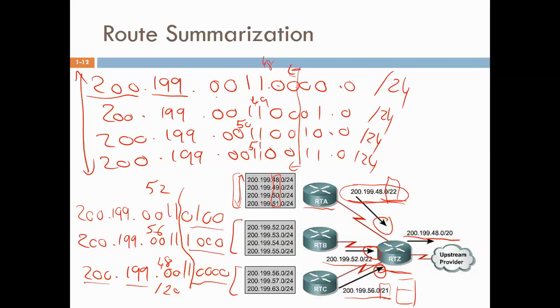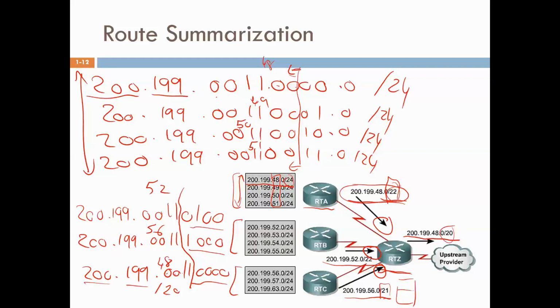So the outside world, if they receive a packet where the first 20 bits are 200.199.48.0, they will just send it to router Z. Now you will notice here that 200.199.48.0 appeared in the announcement of router Z, appeared in the announcement of router A, and appeared in the subnet connected to router A. However, each one of those had a different subnet mask. The subnet behind router A was /24. The announcement by router A was /22. The announcement by router Z was /20.